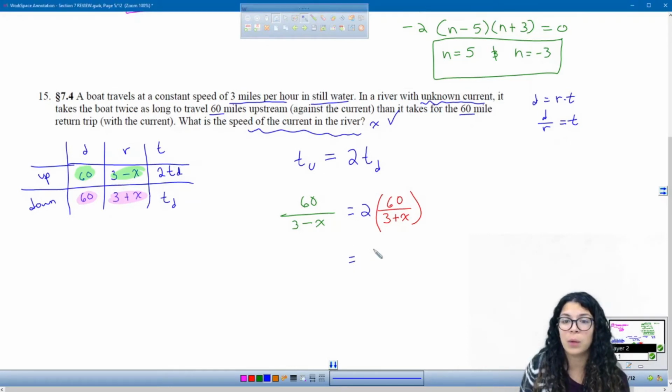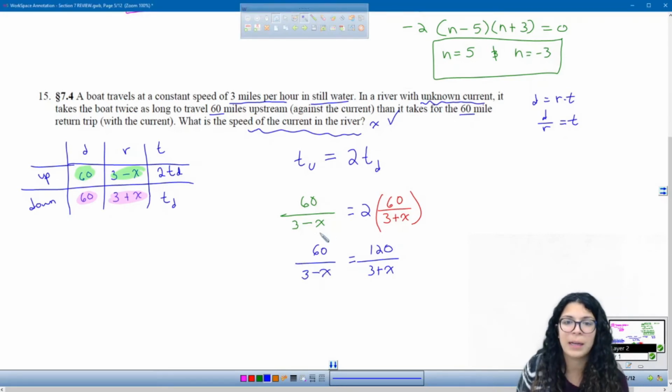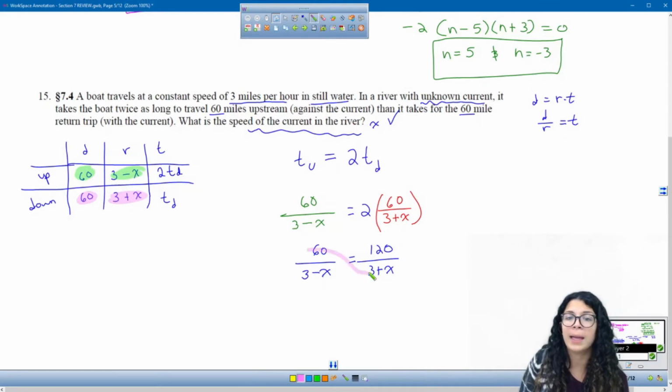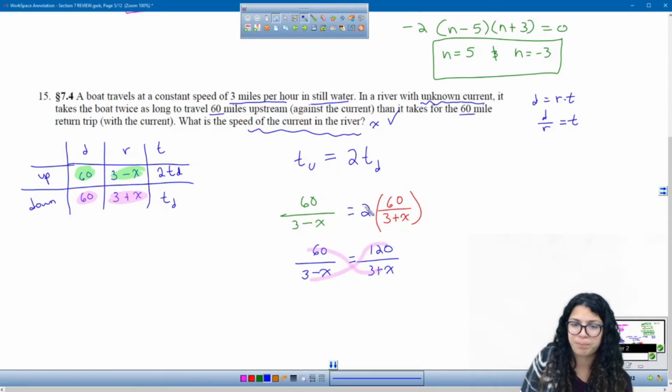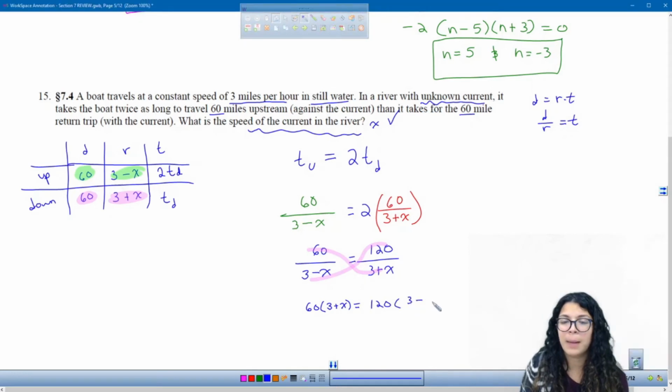2 times 60 will be 120. So we have 120 over 3 plus x on the right-hand side. On the left-hand side, 60 over 3 minus x. You don't simplify that. Now we have one fraction equal to one fraction, so we have a proportion. We can go ahead and cross multiply, right? So 60 times 3 plus x equals 120 times 3 minus x.